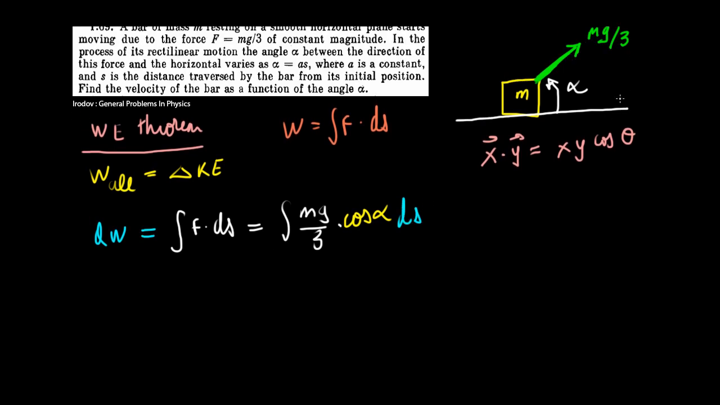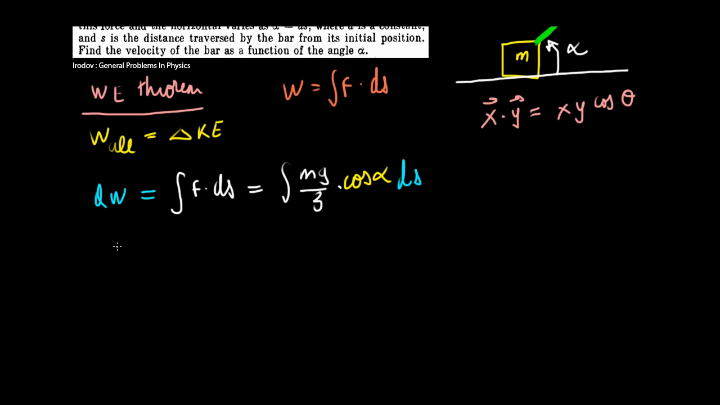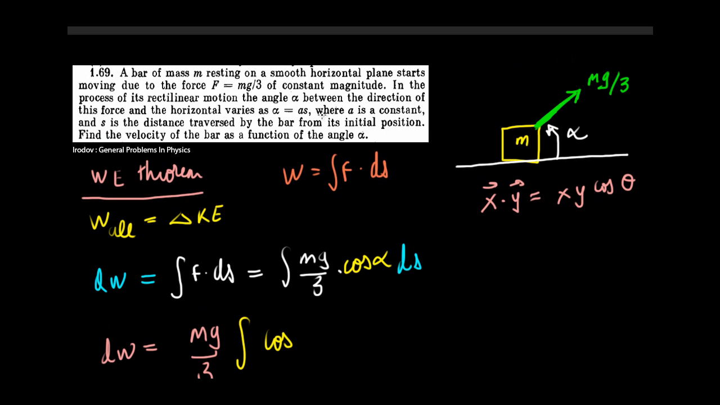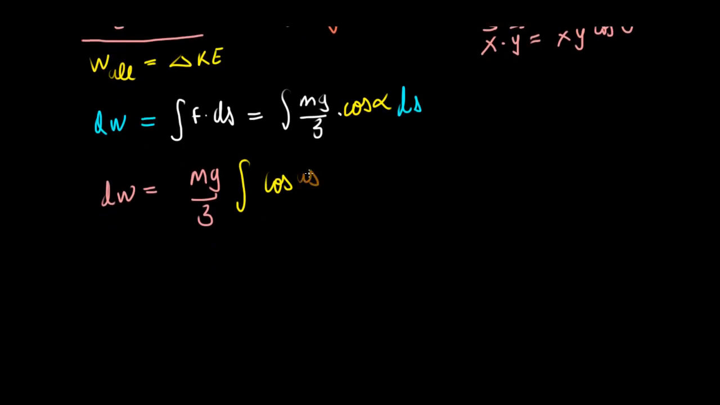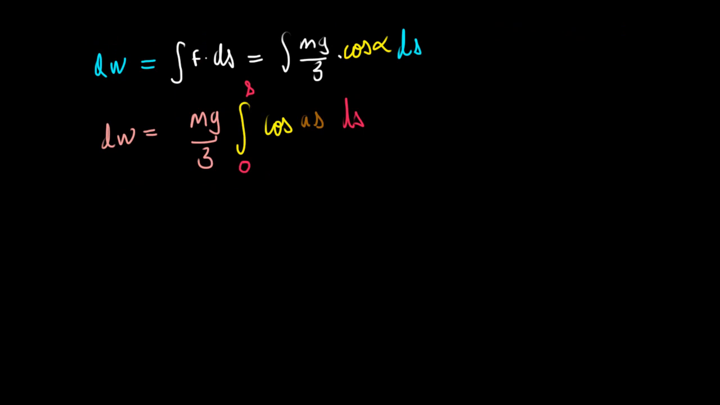Now they have given us one more thing, that alpha equals a s. Let's use that. So mg by 3 is a constant, so I can just pull it out, and this becomes the integral of cosine of, now they said that alpha is a s, so I'll just substitute that, cosine of a s times ds. And now s will vary from, let's say, 0 to some value s. I'm taking from the initial point to some general value s.